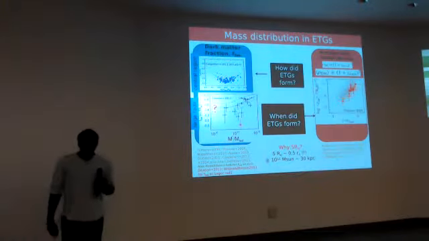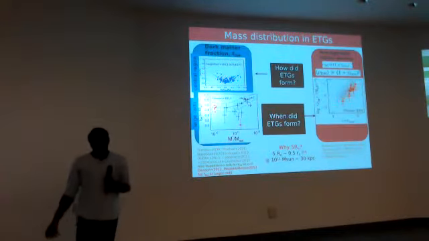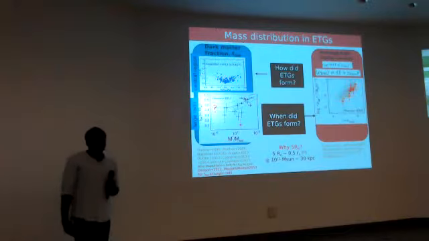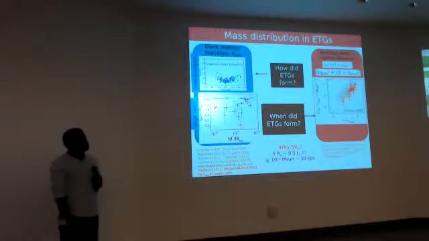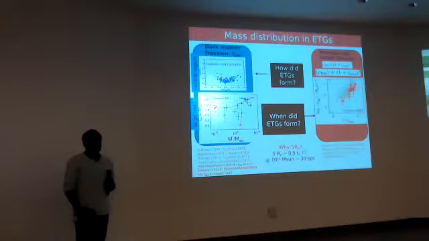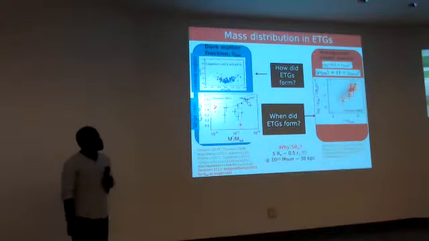The underlying idea here is that if we live in a universe where structures form in a hierarchical manner, if we study the mass distribution, we should be able to get clues on how the structures assemble their mass. And such clues should help us answer these two fundamental questions. How did early galaxies form, and when did they form?